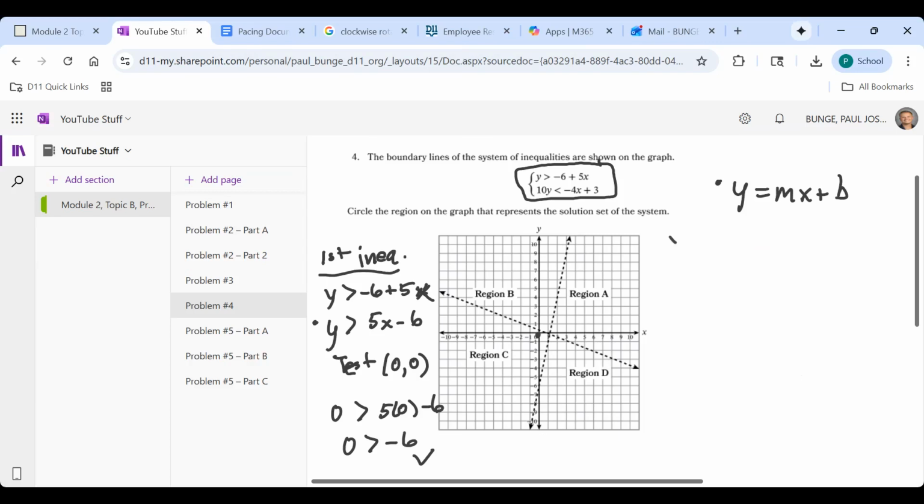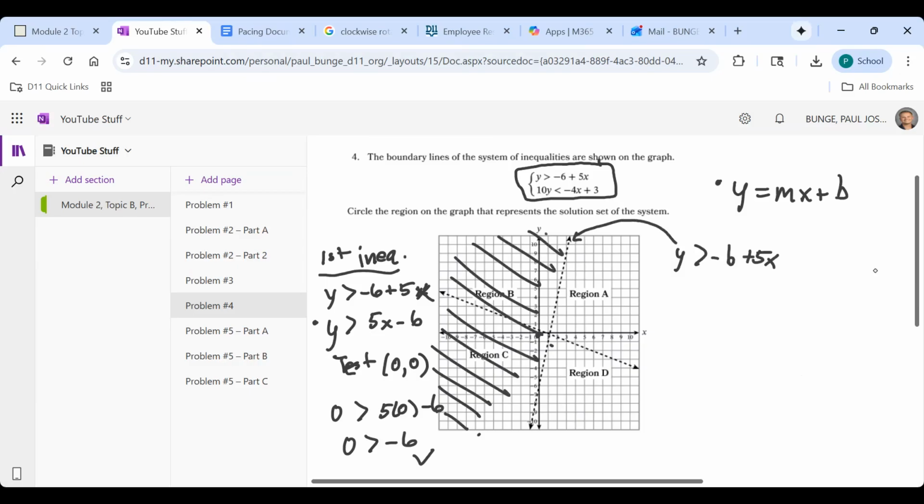So for our first inequality, this line right here is the graph line of y is greater than -6 plus 5x. So if 0, 0 is included on this one, then that means that everything on the left side of that line is going to be a solution. So I'm going to put my coloring here, okay? And now I've got to do the second inequality to know where the pieces cross so that I know those are my solutions.